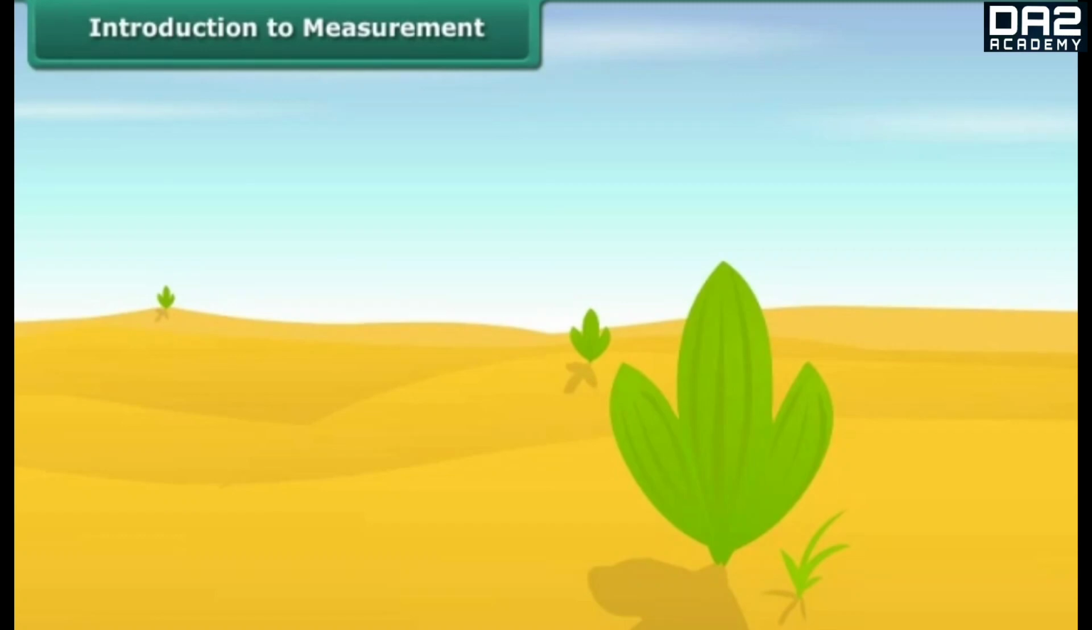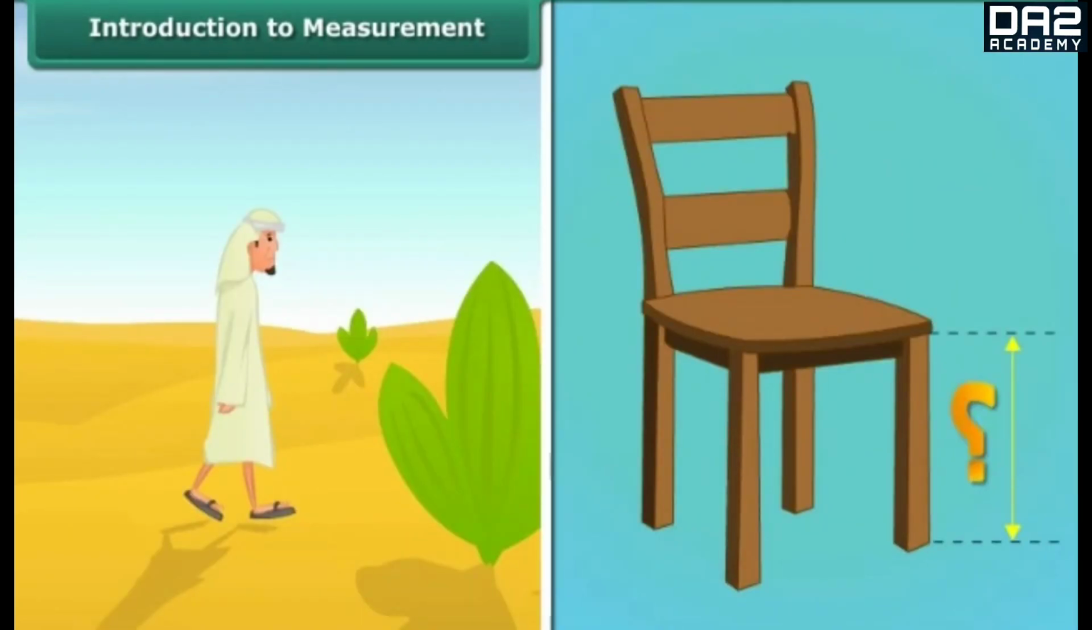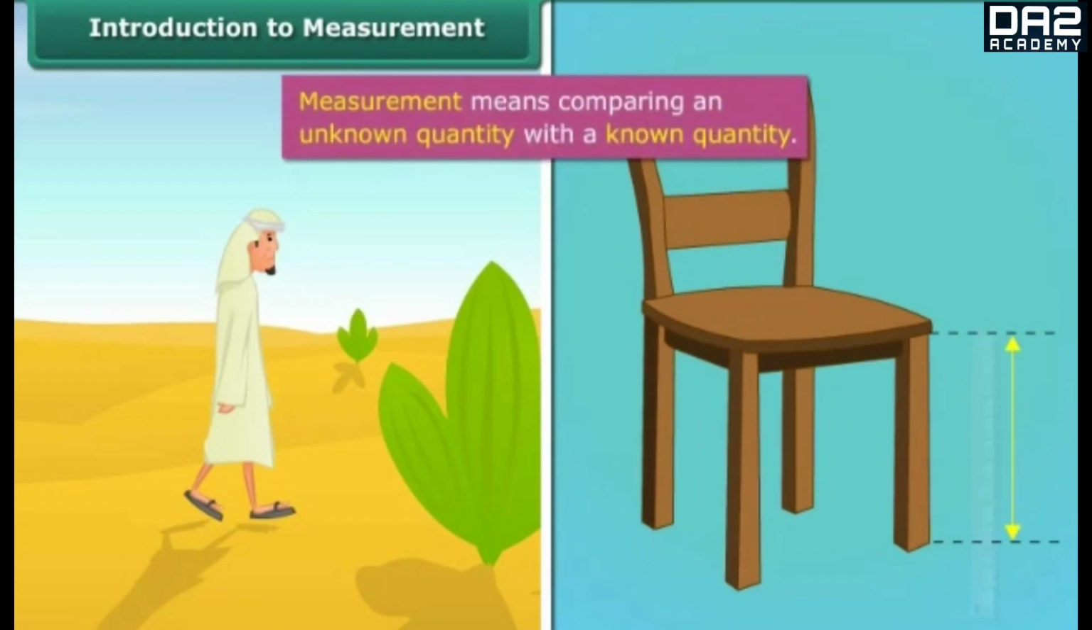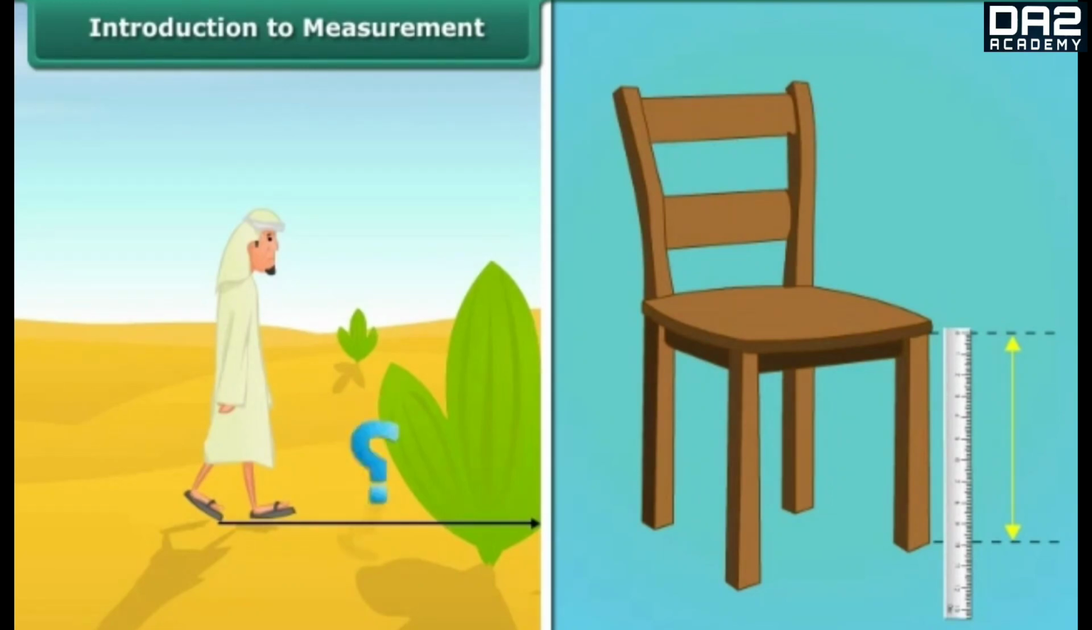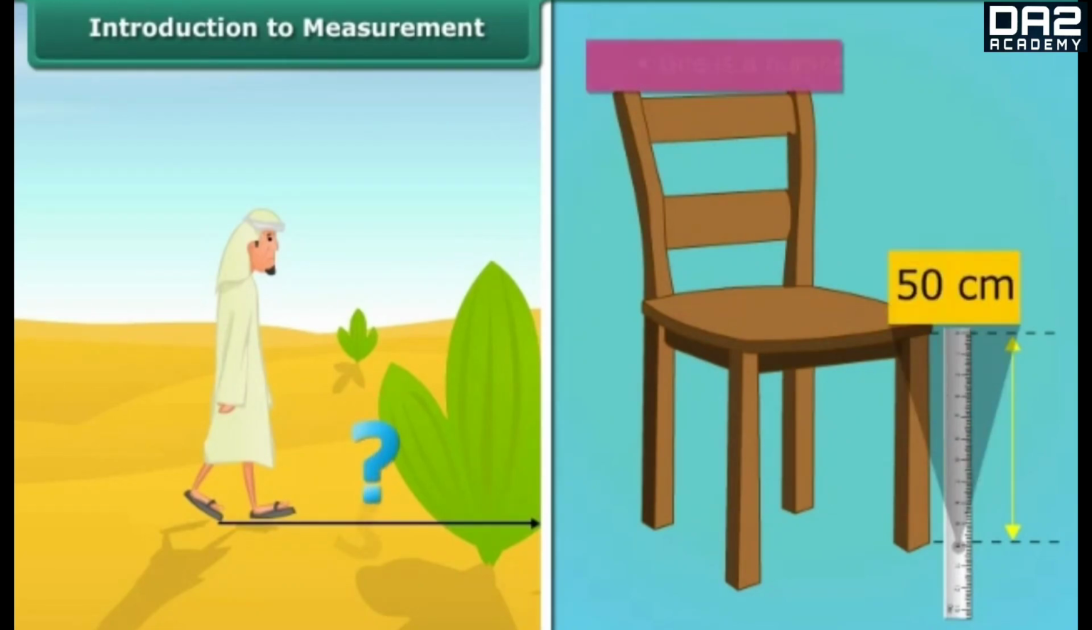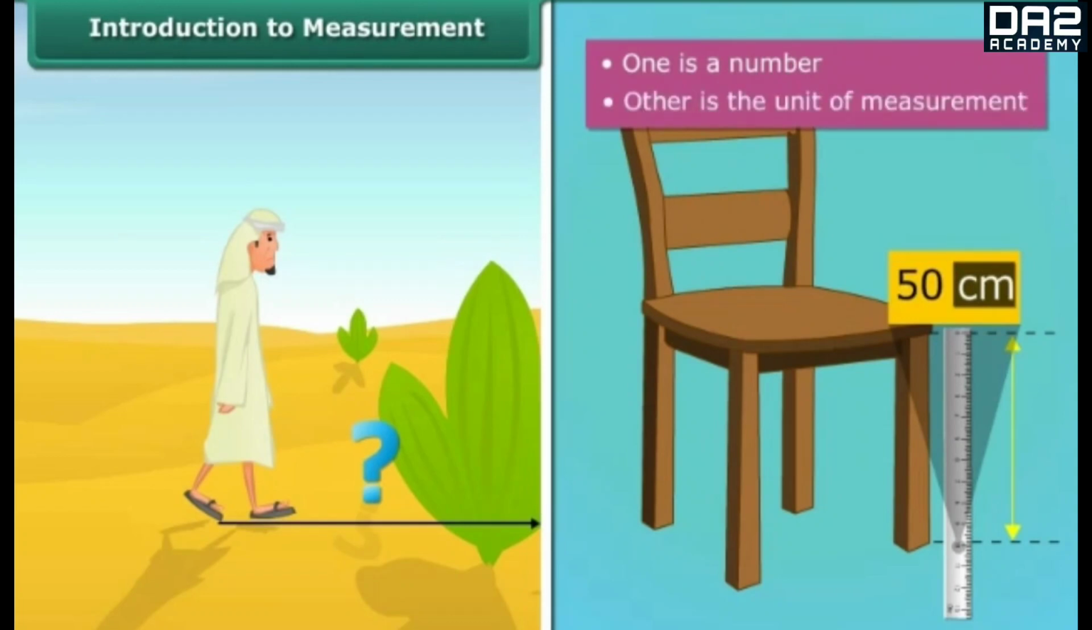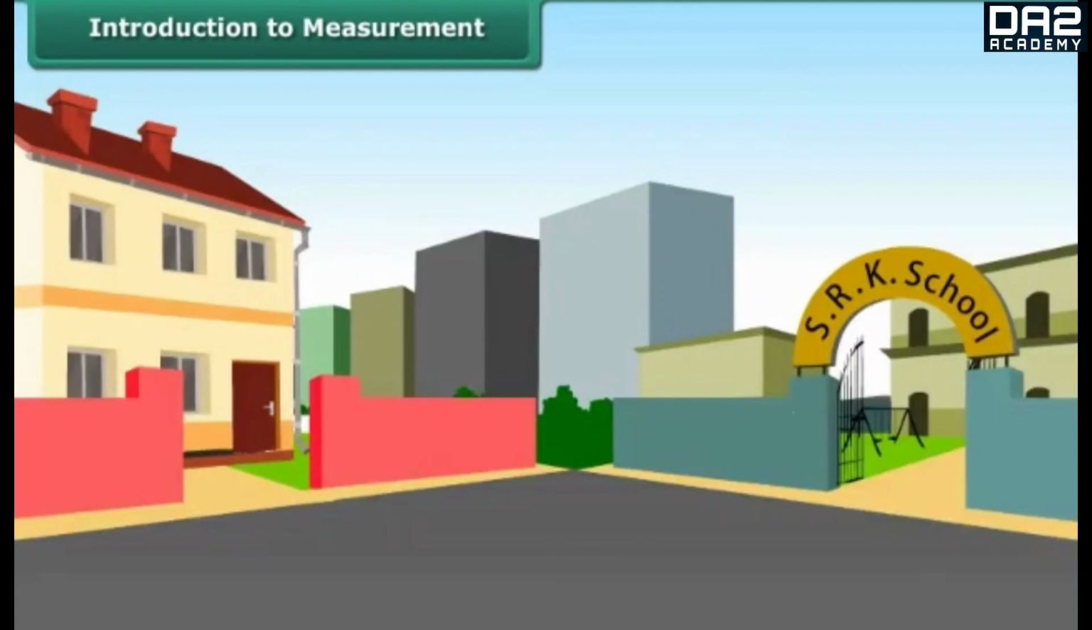Introduction to measurement. Do you know how people know how much they have traveled or how long the leg of a chair is? This is done using measurement. Measurement means comparing an unknown quantity with a known quantity. The known fixed quantity is called a unit. When you derive the result of this calculation, you get the measurement in two parts. One is a number and the other is the unit of the measurement. You can also calculate the distance from one place to another. For example, the distance from school to your house.